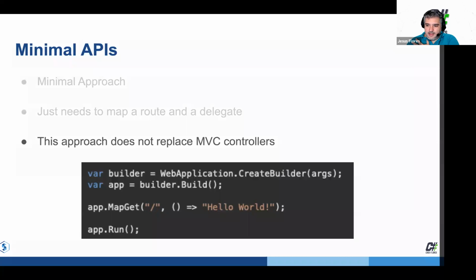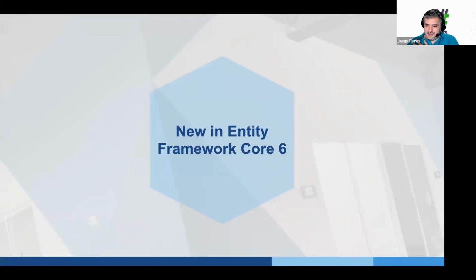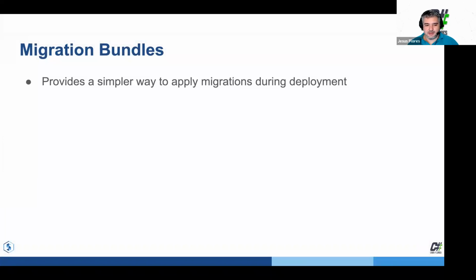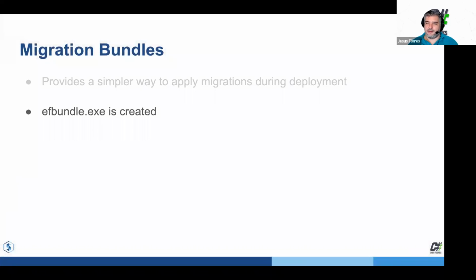And the last part will be what is new in Entity Framework 6. Basically, we take advantage of this feature, the migration bundles. These migration bundles provide a simpler way to apply migrations. What a migration bundle does is just generate an executable file with all the migrations, and you can execute that application against your database. You can just send your connection string as a parameter, and it will migrate the target database.